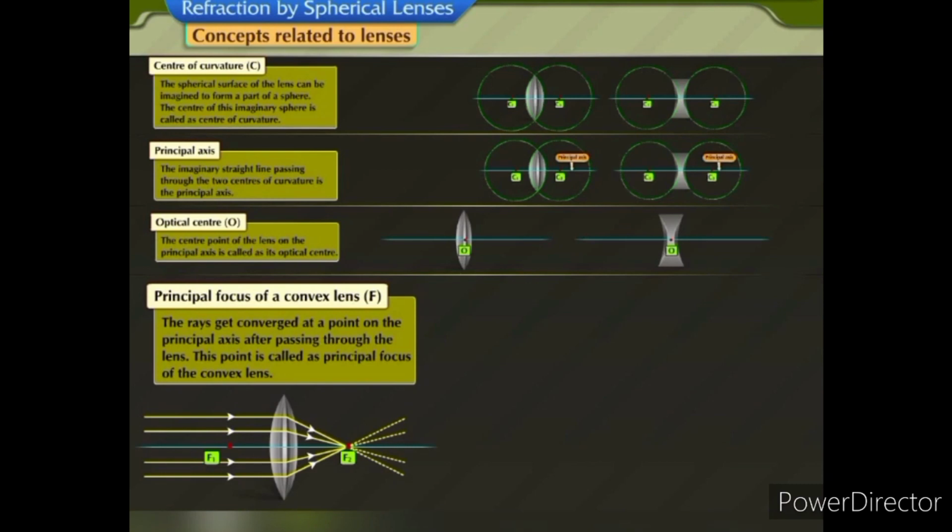If the parallel rays are incident on the other surface of the lens, the rays will converge on a point on the opposite side. Thus, a lens has two principal foci.